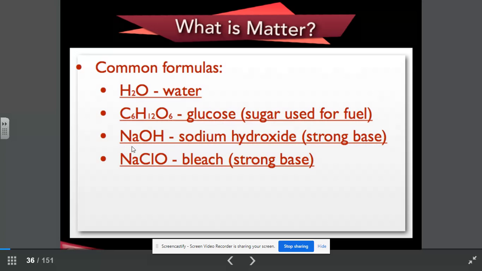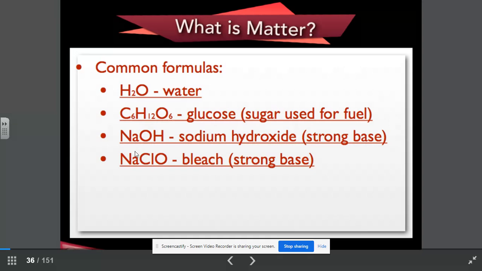We know it as sugar used for fuel. Here we have Na, which is sodium. We have O, which is oxygen. We have hydrogen. When they are bonded together, we have sodium hydroxide, which is a very strong base.